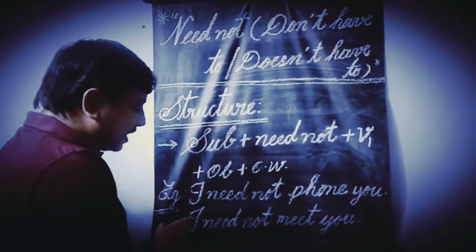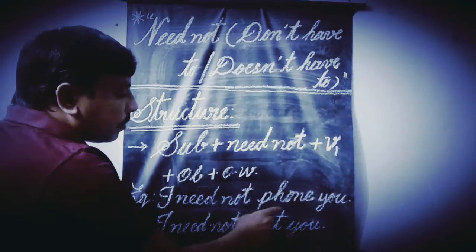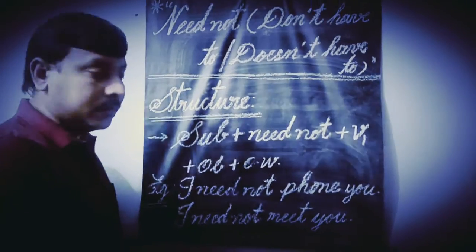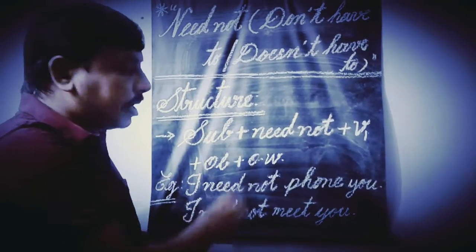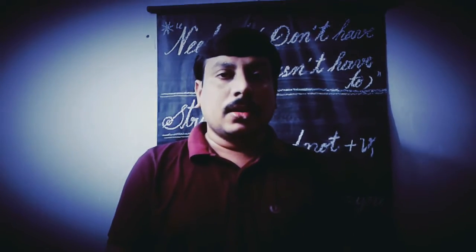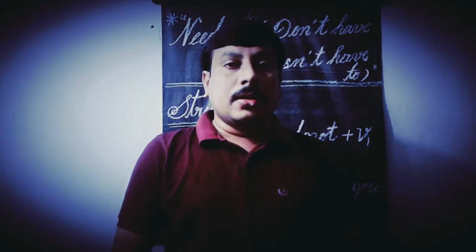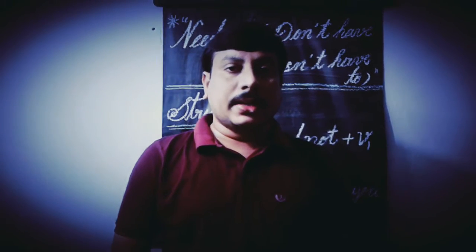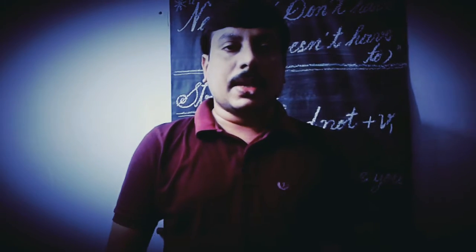Let us take one more example. I need not meet you. In such a way, you can say a number of examples in order to talk about the things which are not necessary to do. Now let us take some other examples with need not. By taking need not, according to the structure, let us say some examples. I need not talk to you.